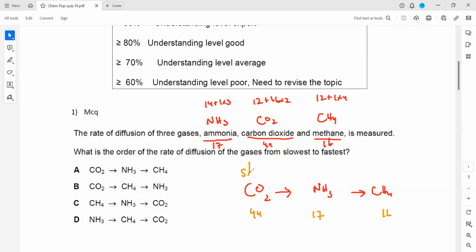Carbon dioxide will diffuse slowest because it is the heaviest gas, and methane will be the fastest one because it is the lighter. That's why A is the right answer.